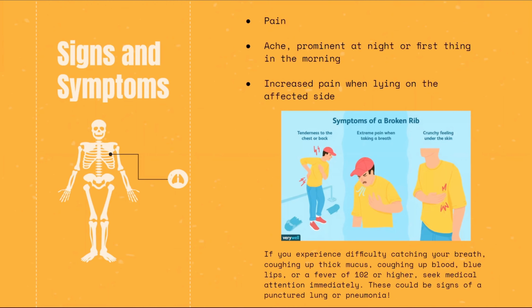The main symptom of a rib fracture is pain. The patient will feel pain when taking a deep breath, pressing on the injured area, or when bending or twisting the body. They will also experience pain when lying on the affected side and achiness at night or first thing in the morning.